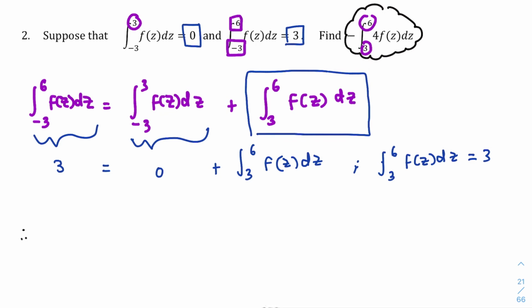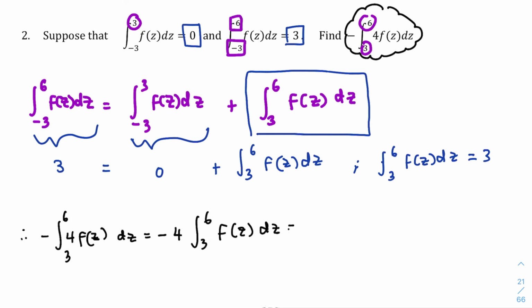So if you want 4f(z) for the limit 3 to 6 dz, you can write it with the 4 factored out: 4 times the integral from 3 to 6 of f(z) dz. This one is equivalent to 3. So you will have negative 4 multiplied by 3, which gives you negative 12. Okay.